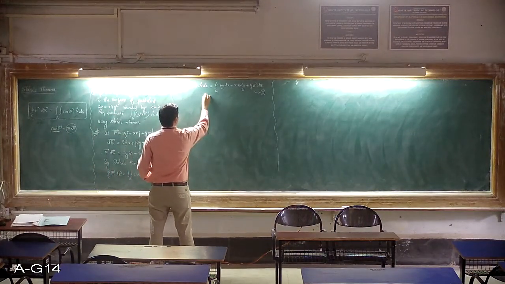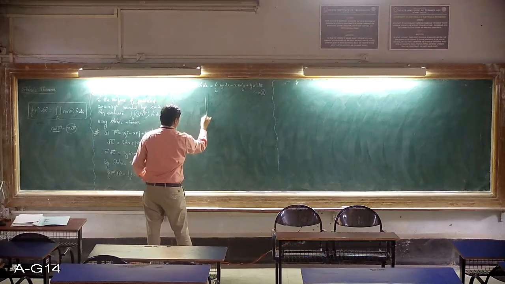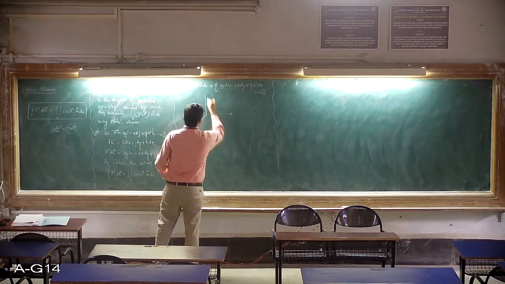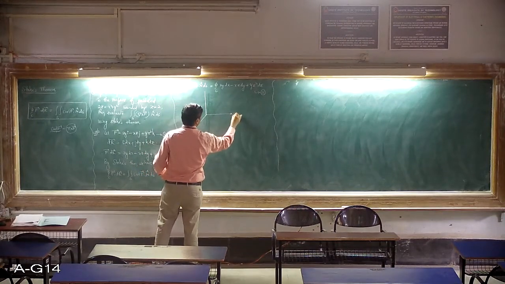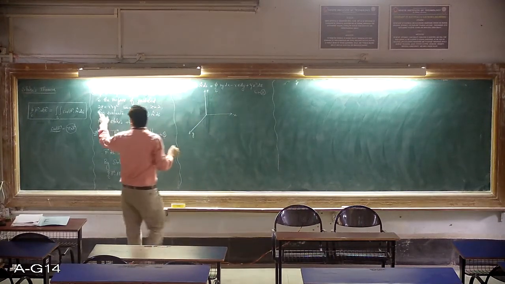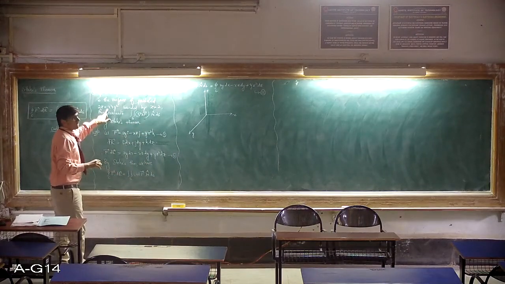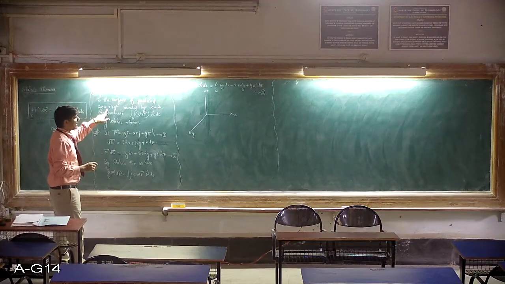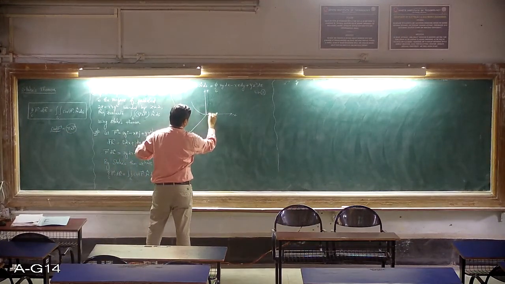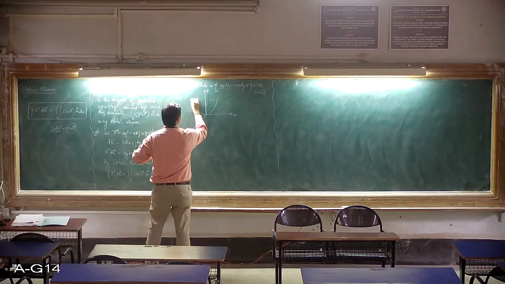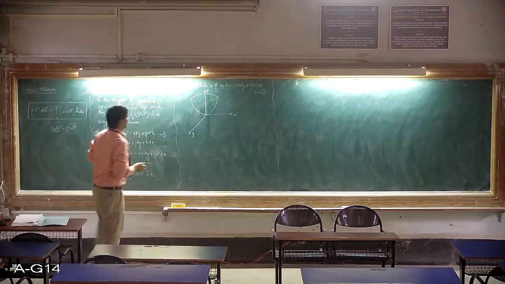You can see here. Yes, so this we can call the y-axis, this we can call the x-axis, this we can call the z-axis. The paraboloid is 2z is equal to x square plus y square. Then how will it be? It will be like this. Okay, so this is the paraboloid.